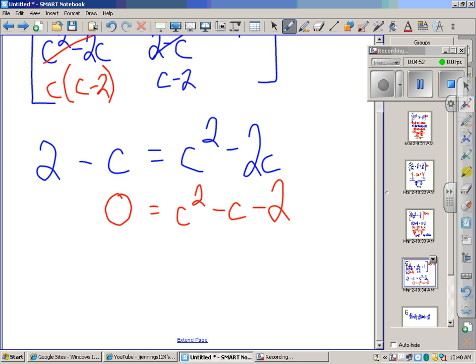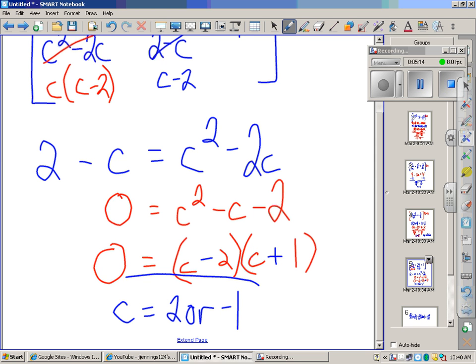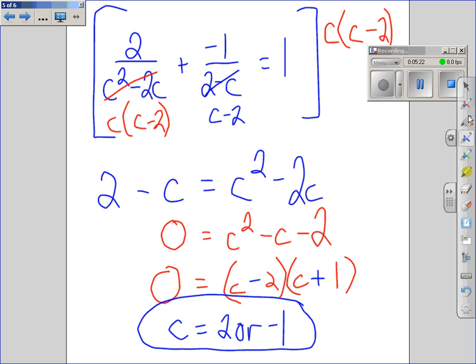The nice part is that the factoring usually on a problem like this is going to be relatively easy. And you have c and 2. It's a difference, so the signs are different, and you want the 2 to be negative. So c is going to equal 2 or negative 1. So recognizing that 2 minus c and c minus 2 are opposites makes this problem dramatically easier.